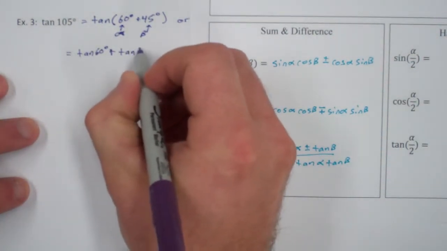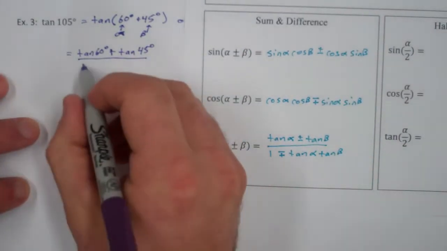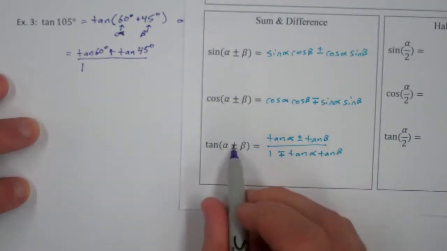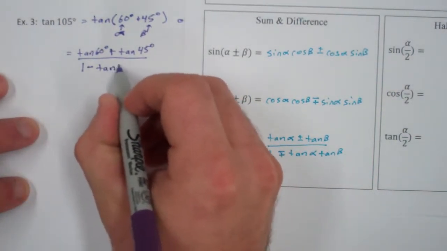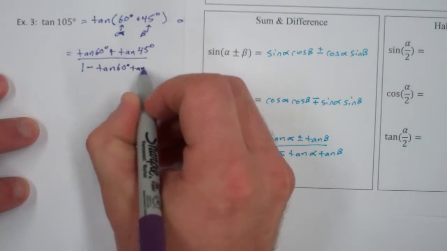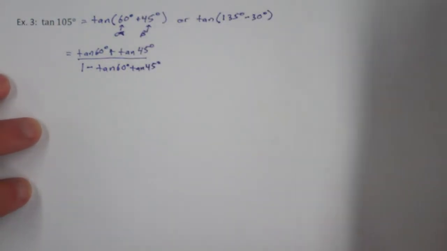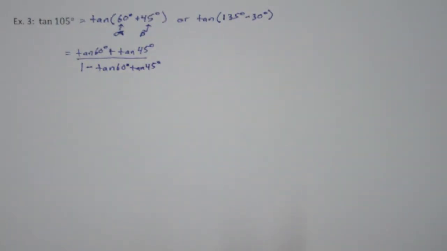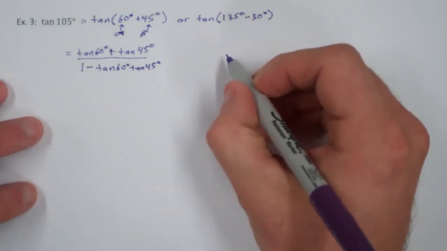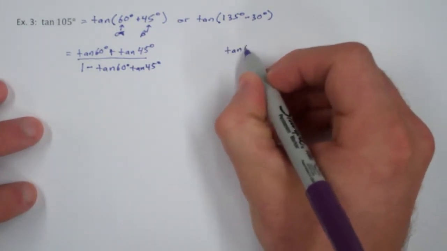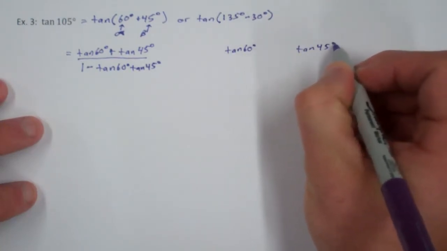Then we'll do the tangent of 45 degrees all over 1, and now we have to use the top symbol, which is a minus sign here. And then we've got the tangent of the first angle times the tangent of the second angle. If you need to, because you're doing some exact values, you might have to do a little bit of figuring over here on the side maybe. And then on the side you'd want to find the two values we need: the tangent of 60 and the tangent of 45 degrees.